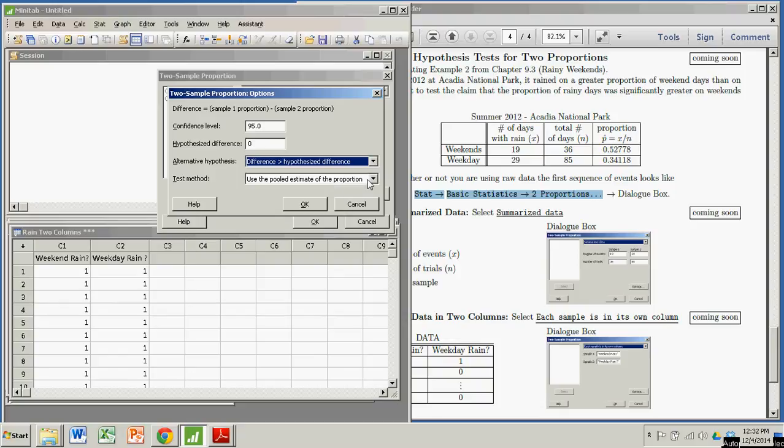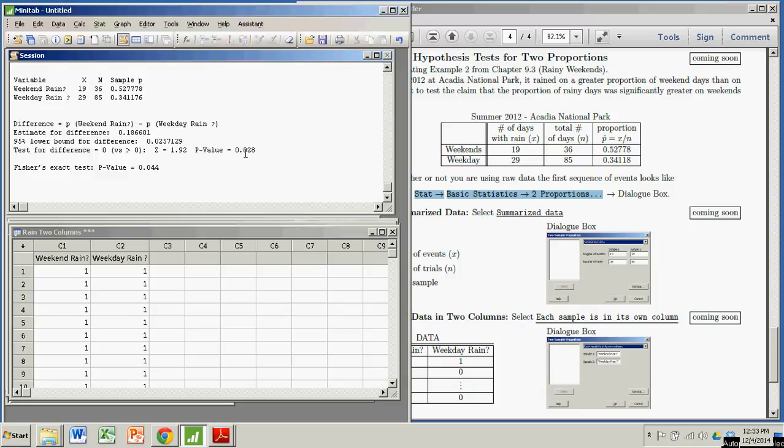We're going to use the pooled estimate of the proportion. You don't have to do that, but if you want your answers to match those in the book, we're always going to select that option. In fact, you can only use that when the hypothesized difference is zero, which is always the case with our examples in the book. If you had a hypothesized difference that was not zero, you would have to estimate the proportion separately. But we're going with the pooled estimate of the proportion. I'm going to click OK, and OK again.